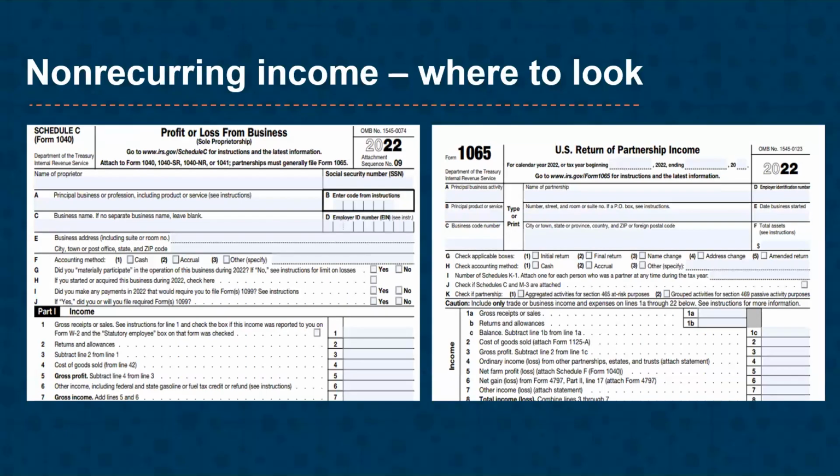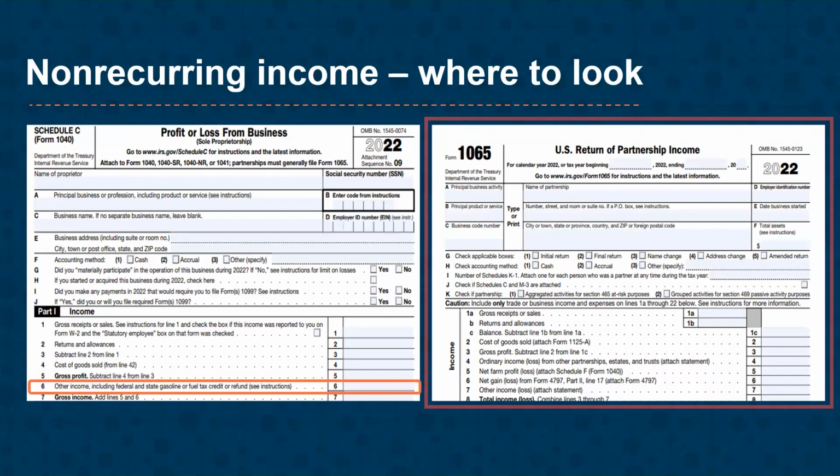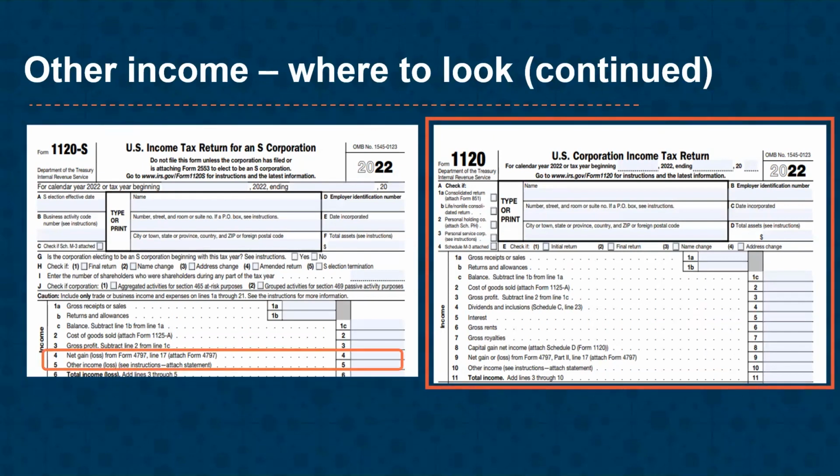Where do we look for other income that might be non-reoccurring? For Schedule C, it will be on line 6. For the 1065 partnership return, it can be items listed on lines 4 through 7. For the S Corporation Form 1120S, it will be listed on lines 4 and 5. For the regular corporation on Form 1120, it will be on lines 9 and 10. Again, remember, it could be outlined on a separate statement.